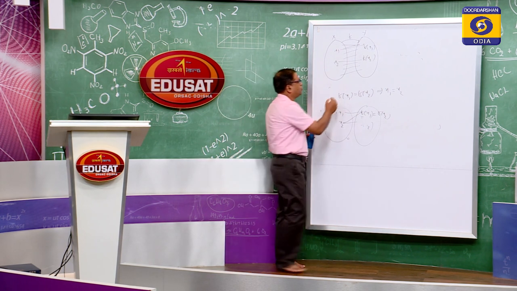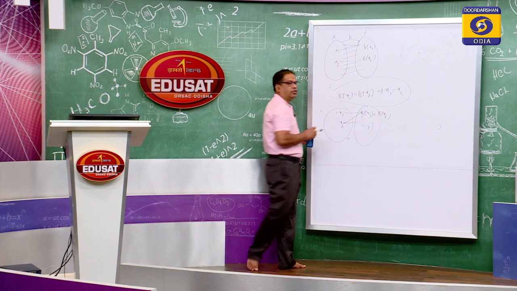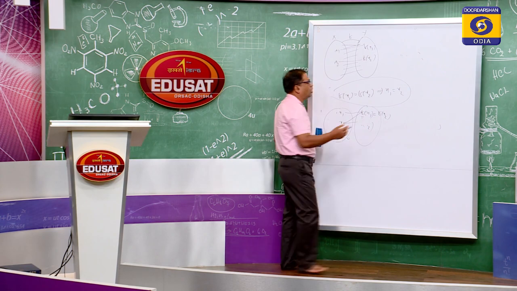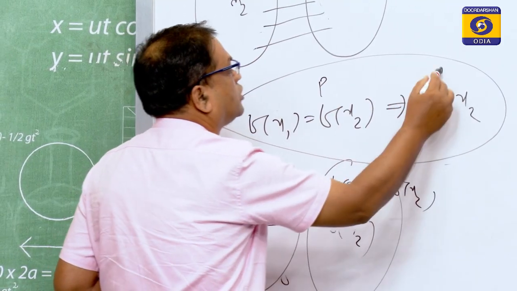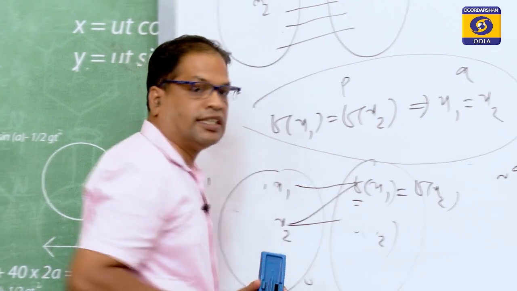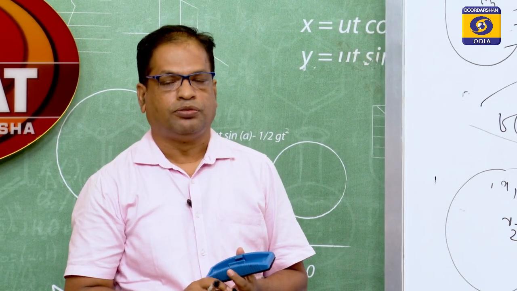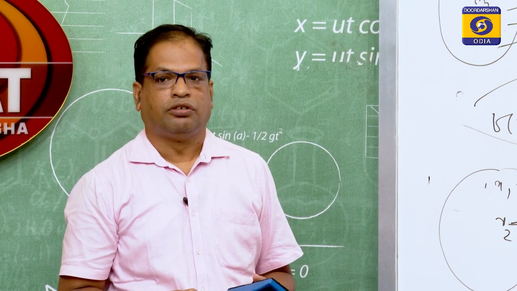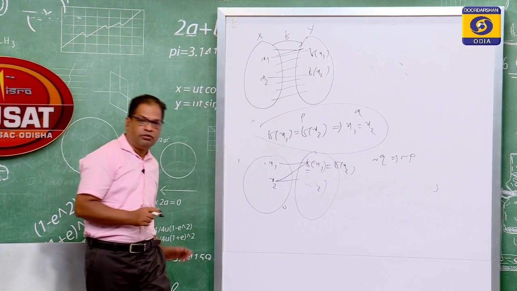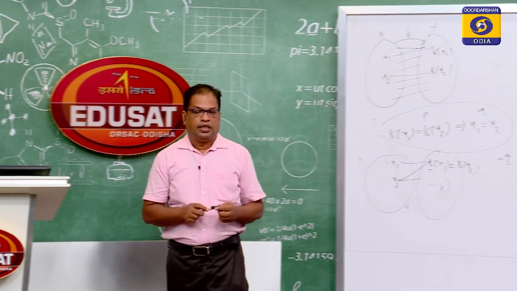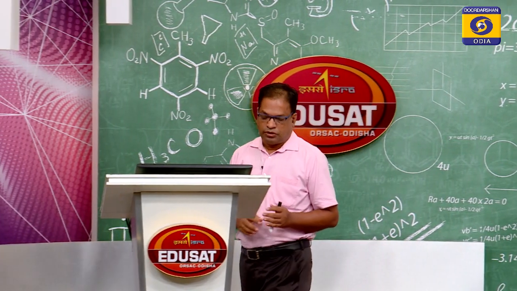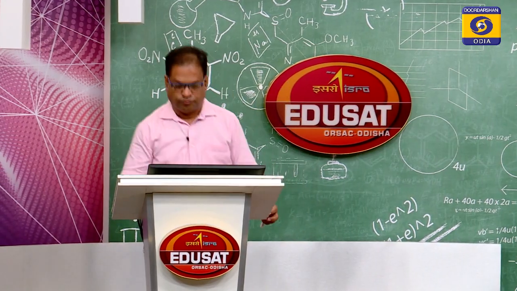So, what is its equivalent statement? Either we take f x 1 is equal to f x 2 and prove x 1 is equal to x 2, or, taking this as p and this as q, negation of q implies negation of p. We take x 1 not equal to x 2 and prove f x 1 is not equal to f x 2. So, for a 1-1 test, we take f x 1 is equal to f x 2 and prove that x 1 is equal to x 2, or we take x 1 not equal to x 2 and prove that f x 1 is not equal to f x 2.